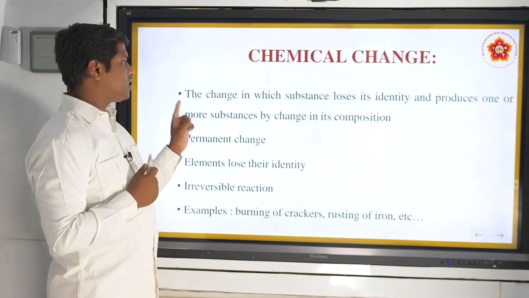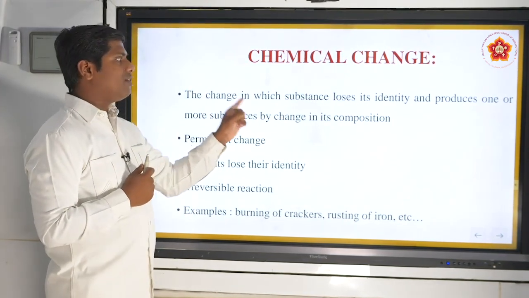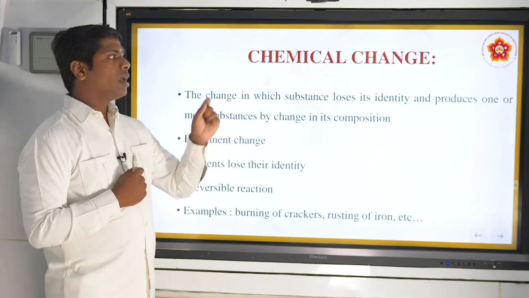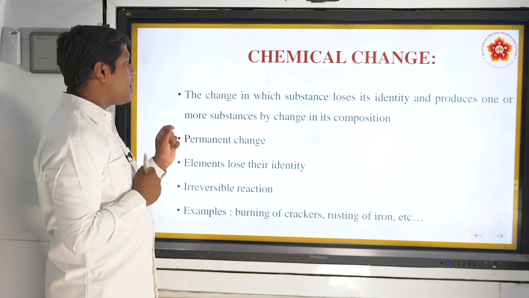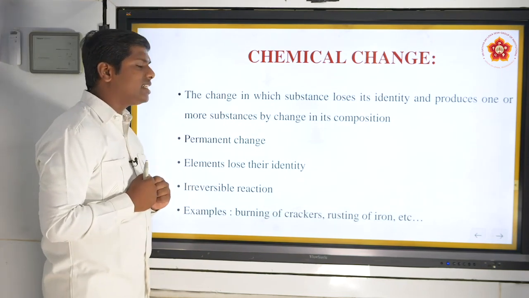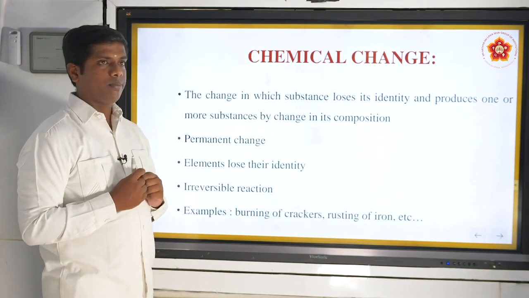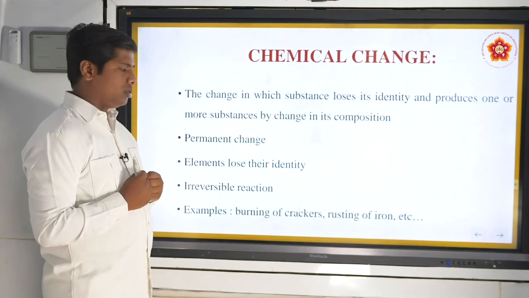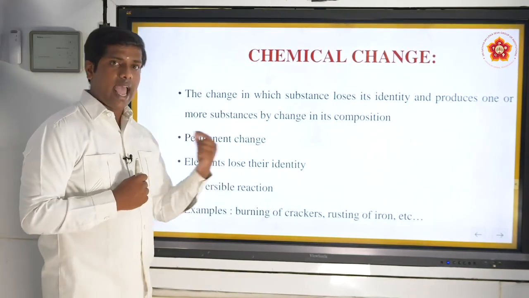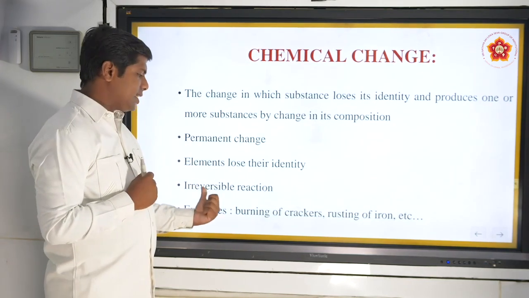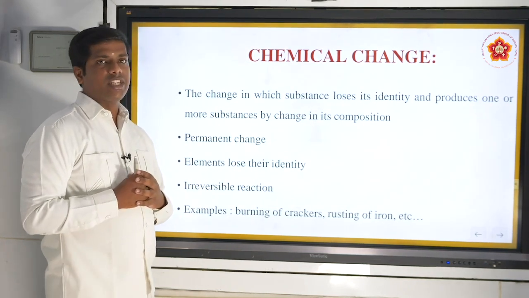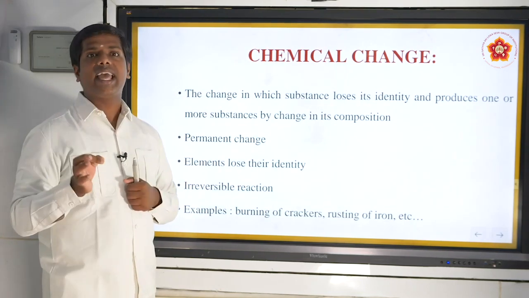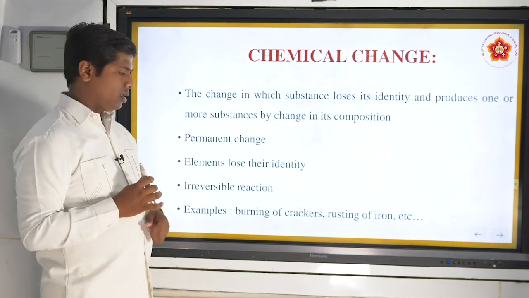Let us look at the definition. The change in which substances lose their identity and produce one or more new substances by changing their composition. These are permanent changes. Elements lose their identity. It's an irreversible reaction. All these things we are going to discuss in detail in this chapter.